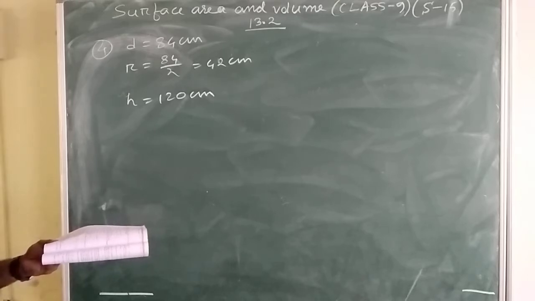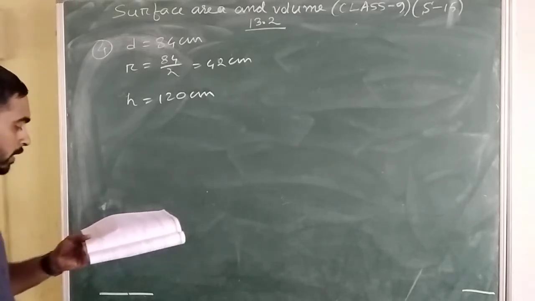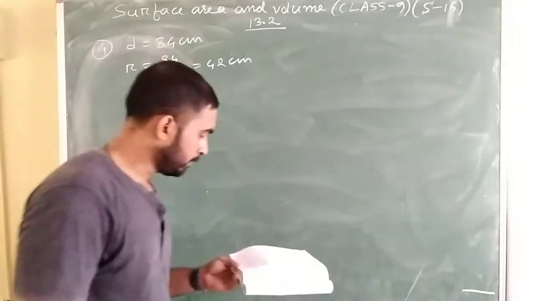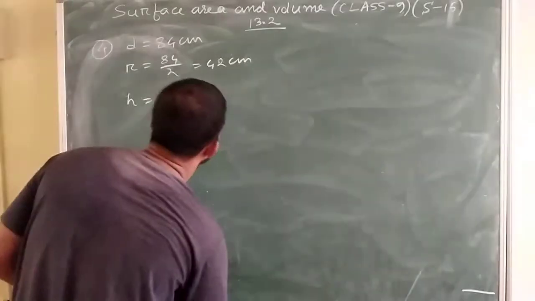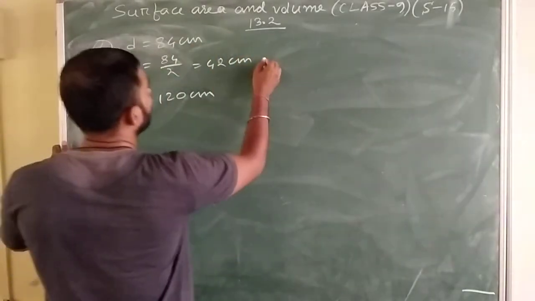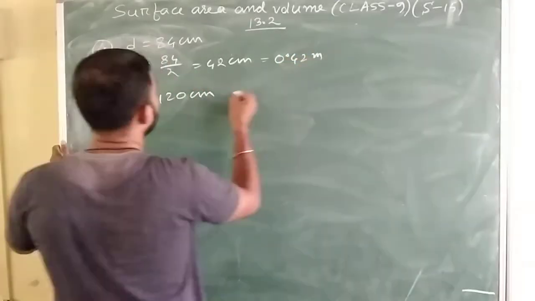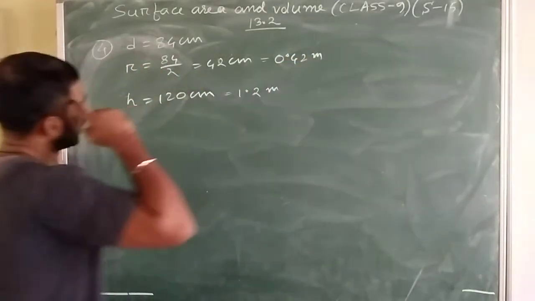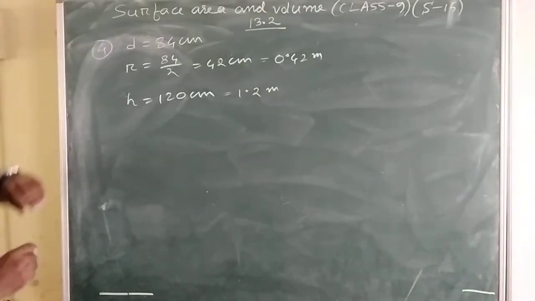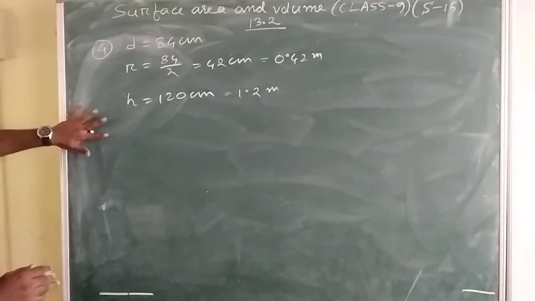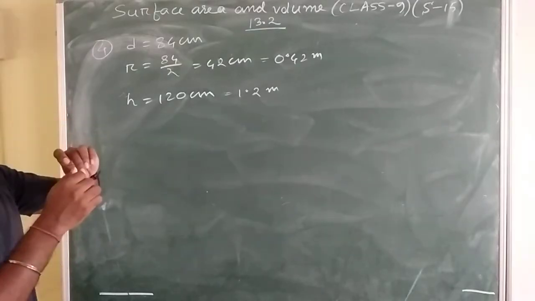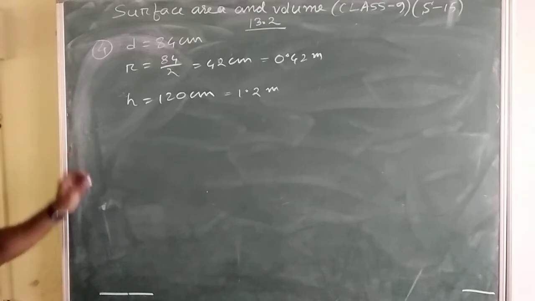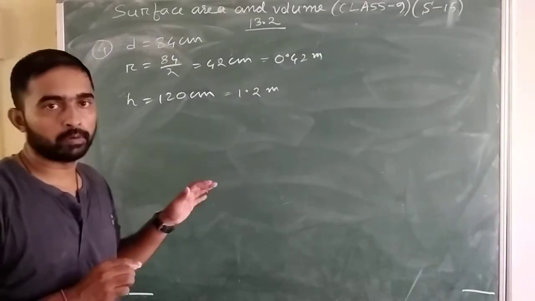It takes 500 complete revolutions to move once forward to level the playground. Find the area of the playground in square meter. We have to find the answer in square meter, so 42 means 0.42 meter, and this one is 1.2 meter. Now suppose this is a playground. If I roll the roller over a field, only the curved portion of the roller touches the ground. That's why here we will find out the curved surface area of the roller.